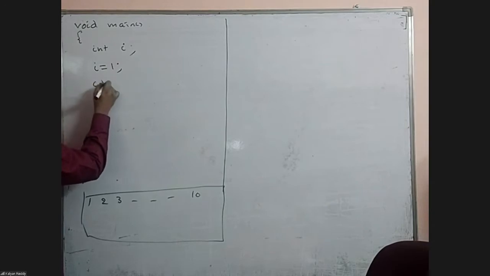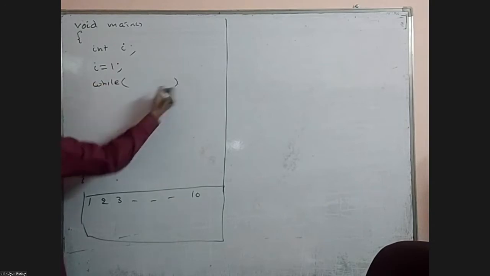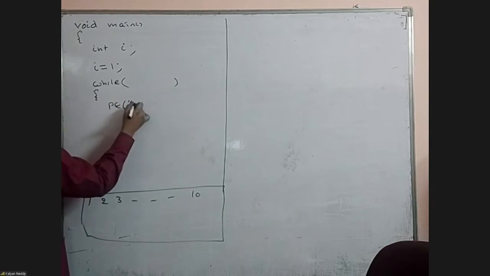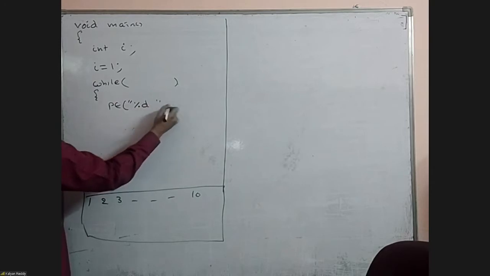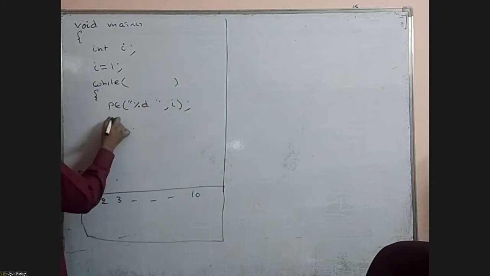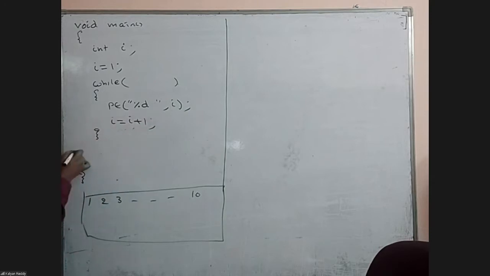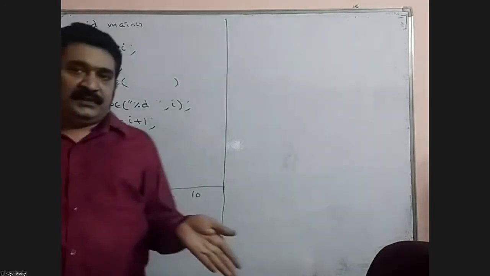Go for the while loop. Leave the condition for now, think about the condition slowly. Inside the loop body, I write printf percentage I, to print this variable, and increment by 1: I equals I plus 1. Loop body closed, main body closed. The meaning of this is always print and increment.